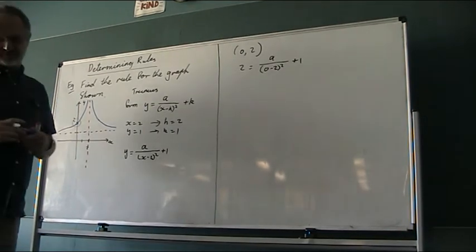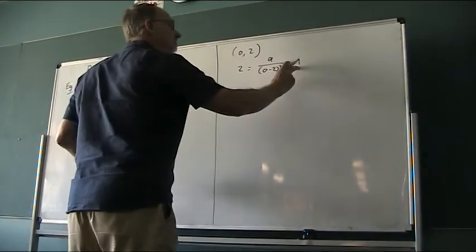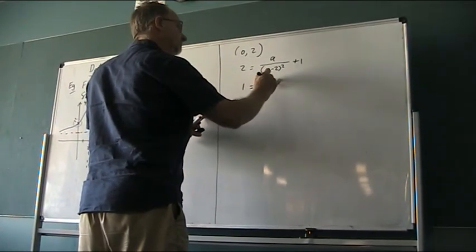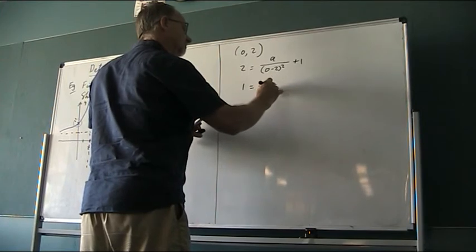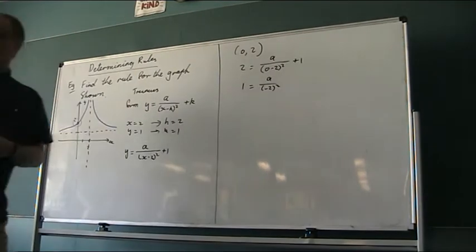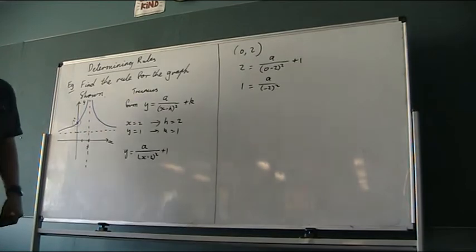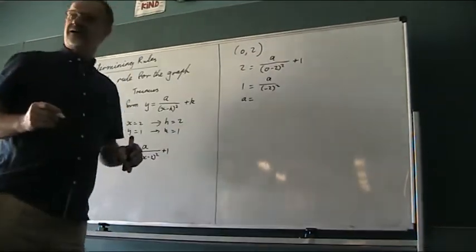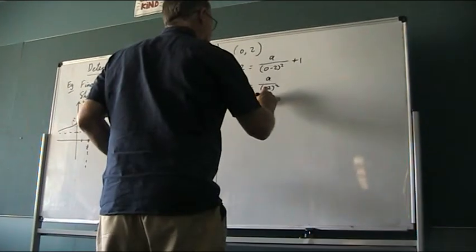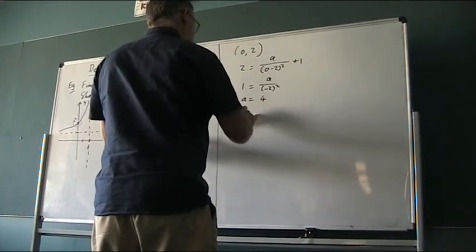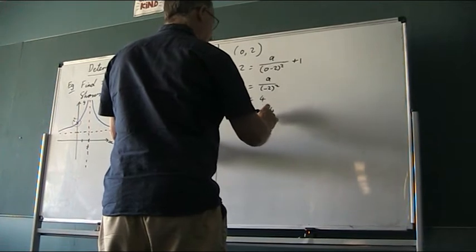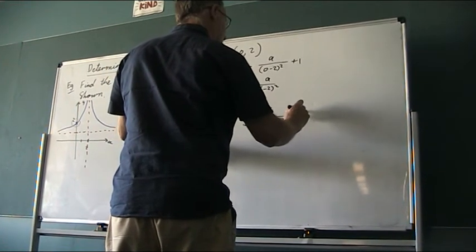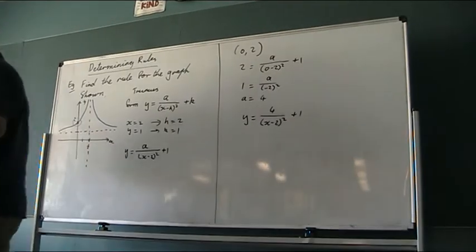Alright, do a couple of steps at once. I'll take one and do the bracket. 4. So a is what? 4. A is 4. So our final equation then is y equals 4 over (x minus 2) squared plus 1.